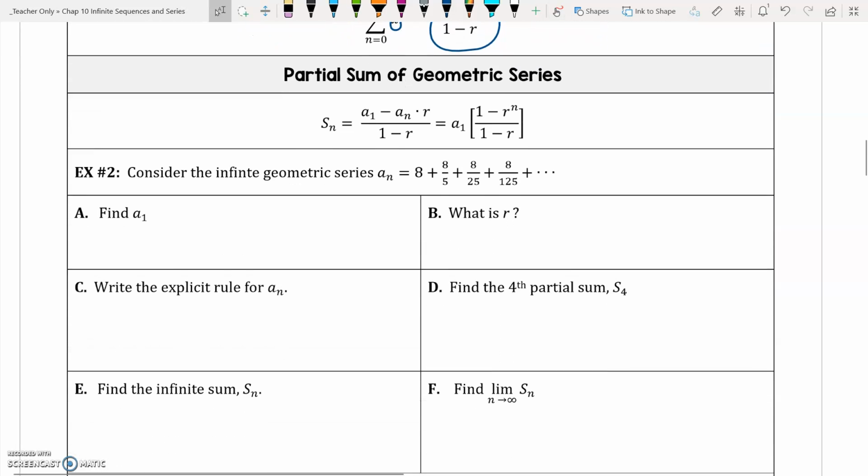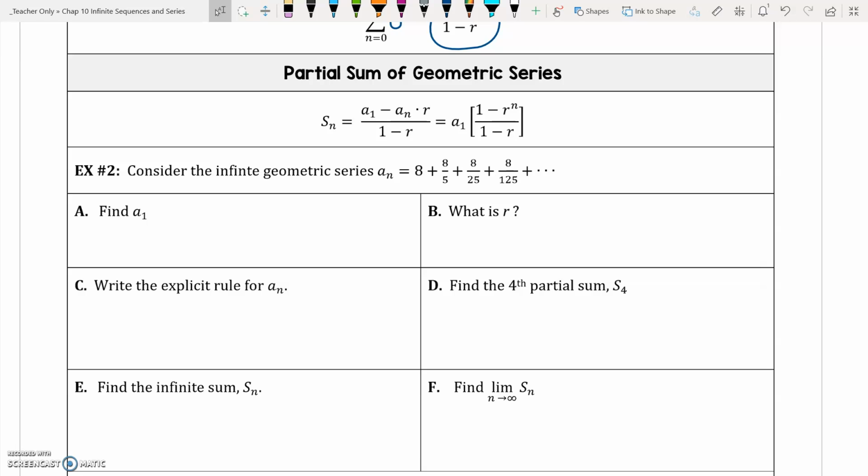So partial sums. You can find the partial sum of a geometric series in this way: a sub 1 times 1 minus r to the n over 1 minus r, which simplifies it. And this is usually the one that's easy to remember right here. I didn't want to exclude my little a1. So you really have 1 minus r to the n over 1 minus r, and that whole fraction is multiplied by the first term, a sub 1.